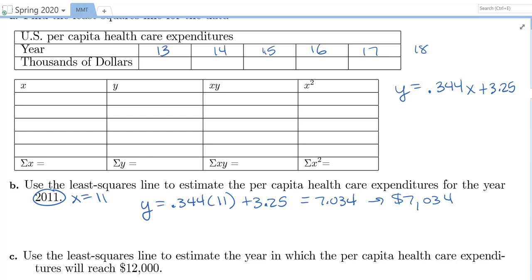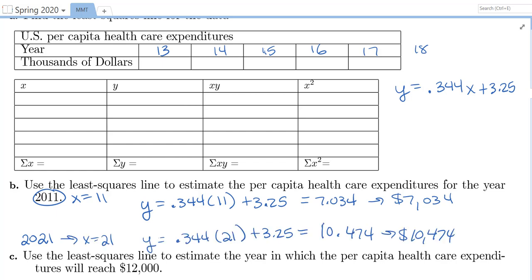Let's just do another one. Let's say, what is the price per capita going to be in 2021? I want you to pause the video here and see if you can find the estimated cost in 2021. So hopefully you ended up with $10,474 as your estimate. So pretty high.